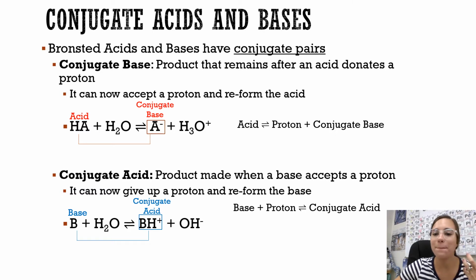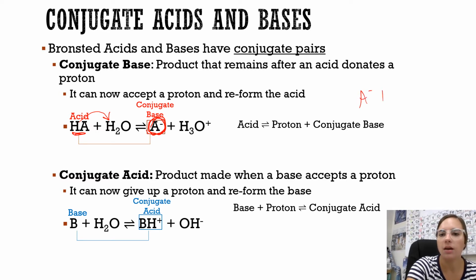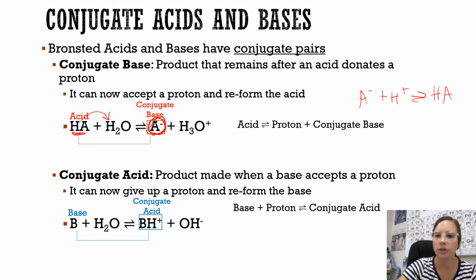So a conjugate base is the remaining product after an acid donates a proton. So if you look right here, here's my acid. Once I got rid of that hydrogen, what was left was A minus. That A minus would be able to then take on another proton to reform the original acid. So a Bronsted acid becomes the proton and the conjugate base.